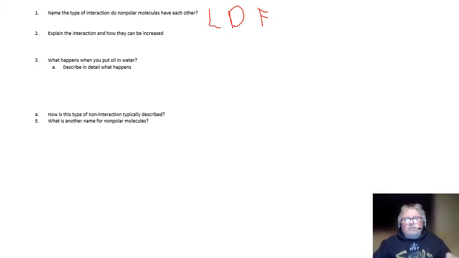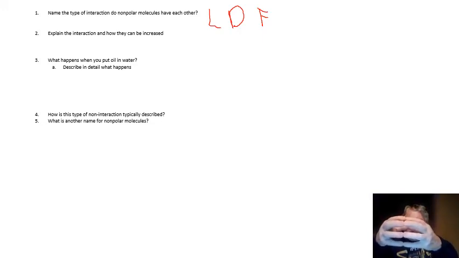So when you put oil and water together, it looks like they separate. It looks like the oil and water don't like each other. But what's happening is the water is pushing the oil together, not because it doesn't like the oil, but because it likes itself, and it tries to get around it. When it does that, all those oil molecules, which are hydrophobic, say, hey, I like you, and they stick together.